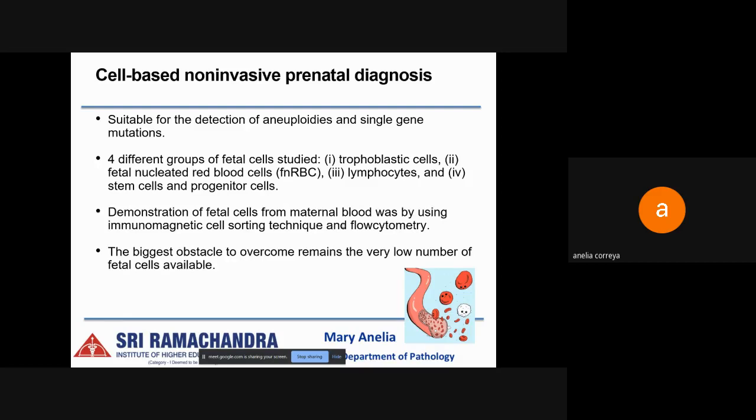Because of that, more testing was done, and it was newly found out that there are certain cells from the fetus which are found in the maternal circulation. These fetal cells are mainly the trophoblastic cells, the fetal nucleated red blood cells, the lymphocytes, and certain stem cells. These cells were then analyzed, and the detection of aneuploidies and single gene mutations was possible using this. These fetal cells were separated from the maternal blood using the immunomagnetic cell sorting technique and the principle of flow cytometry as well. However, the limitation is that very few fetal cells were available in the maternal circulation. Hence this particular technique is not very practical to be used.